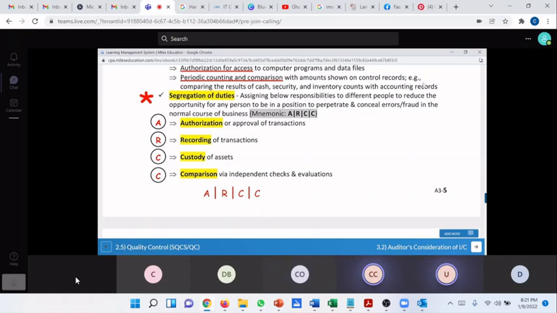Okay, that is really neat, because I keep hearing segregation of duties, which I know means the duties need to be separated, but I haven't seen it in this kind of manner, with authorization, recording, custody, and comparison. So I think this is nice. Thank you. That's a good one. So this is from a segregation of duties perspective.